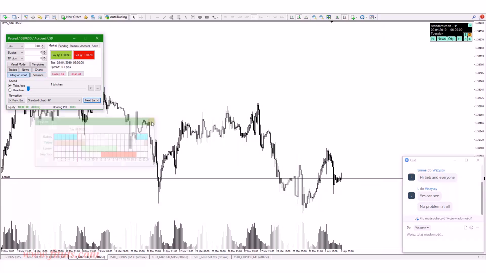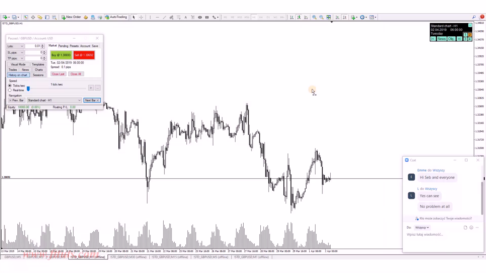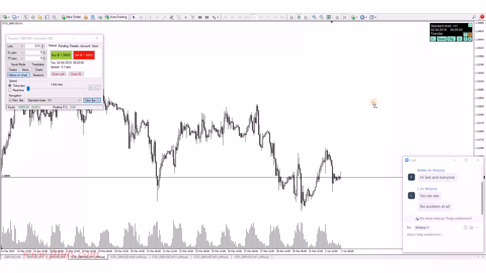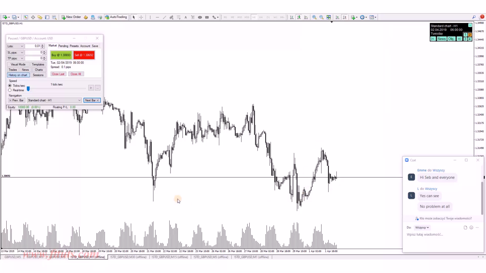This is the opening of Frankfurt, and here's our 1 hour time frame chart. Oh, what a wonderful price action.